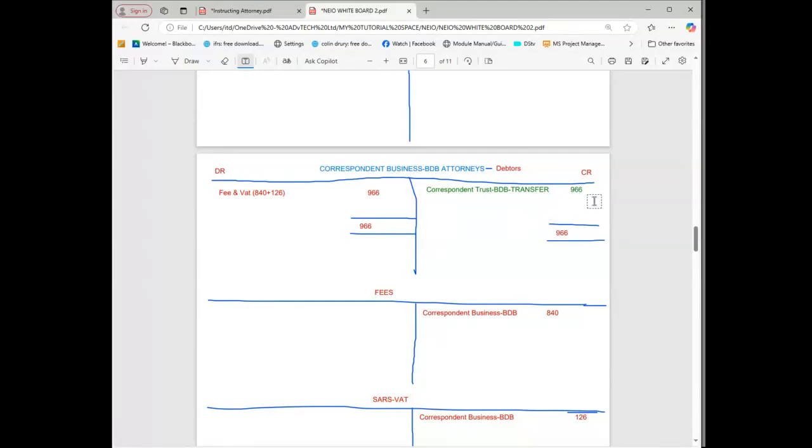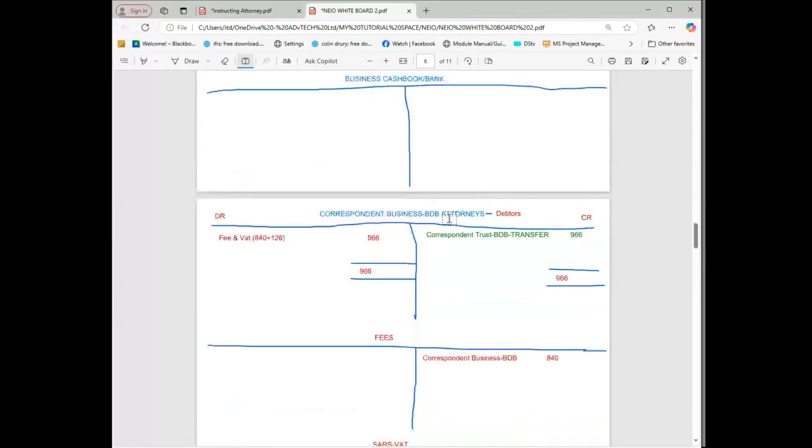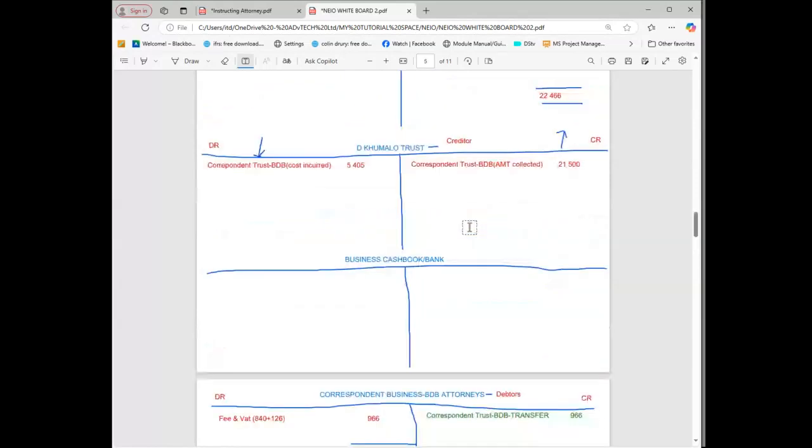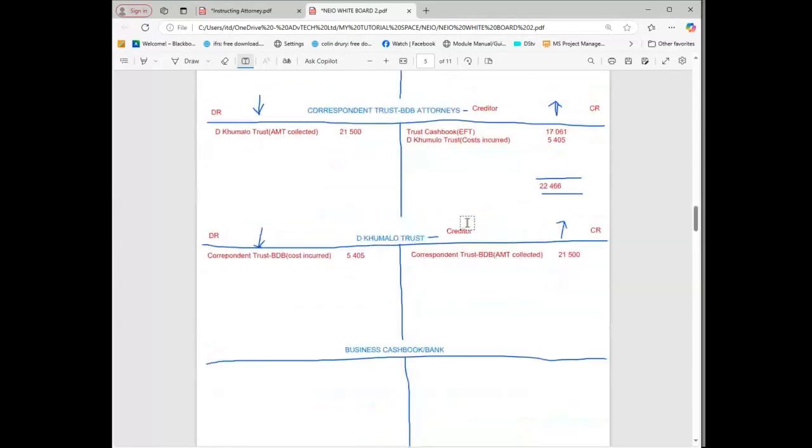Okay. And then we must transfer this to which account? To the correspondent trust? No, to our business cash book. Under which side? Onto the debit. Well, you are correct with the first one first. We must come here and say correspondent business, ne?